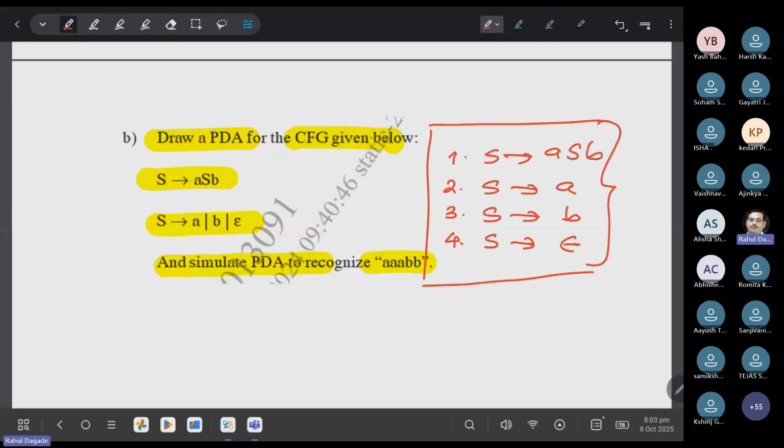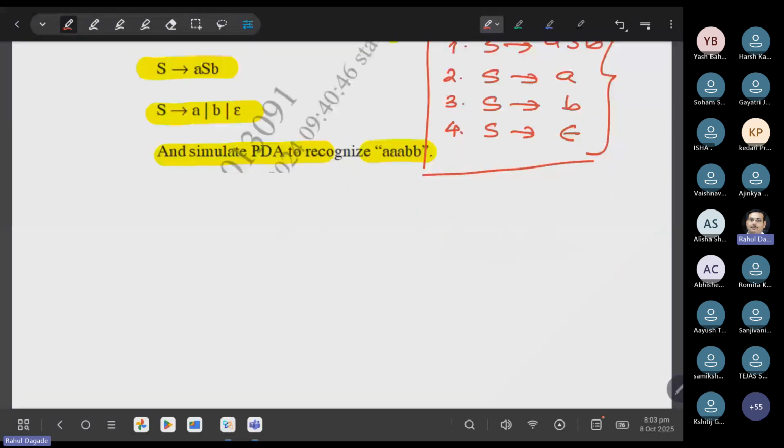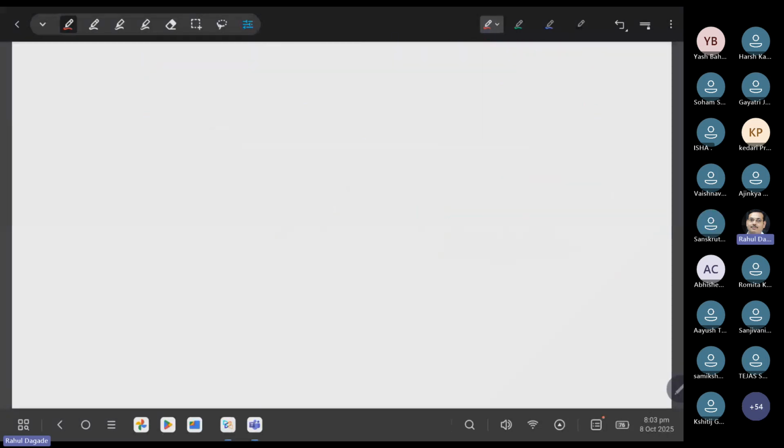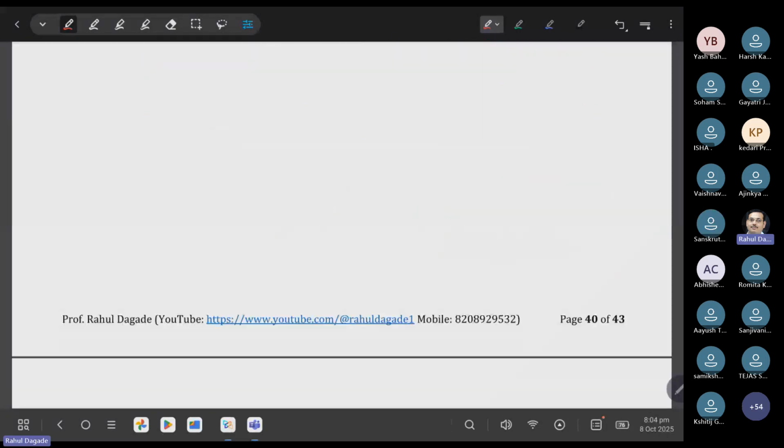So what I'll do now, I'll share this PDF to you, and you can try solving these remaining problems. You will better understand this when you actually solve in your notebook.